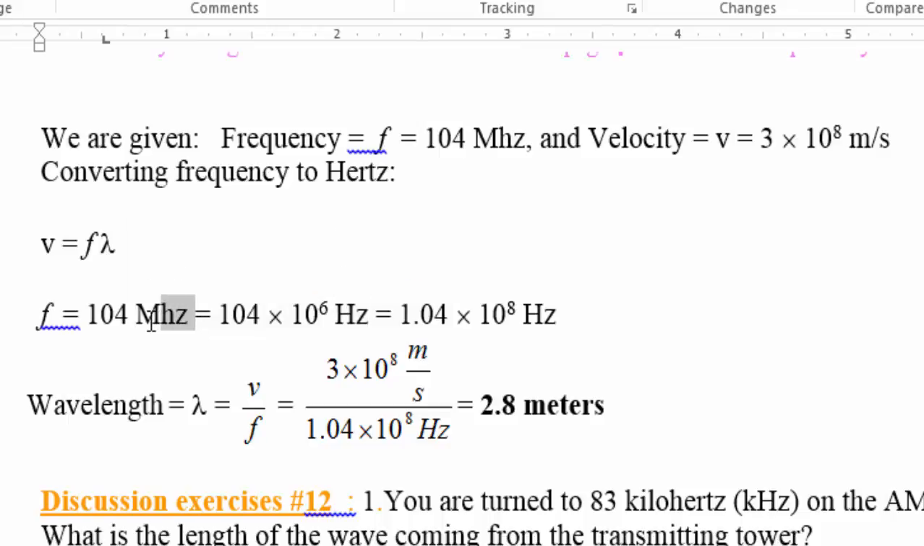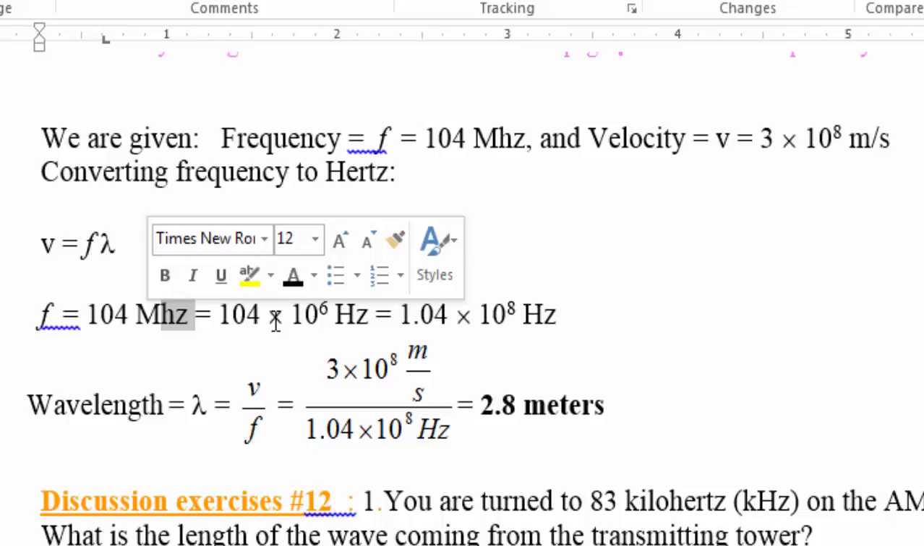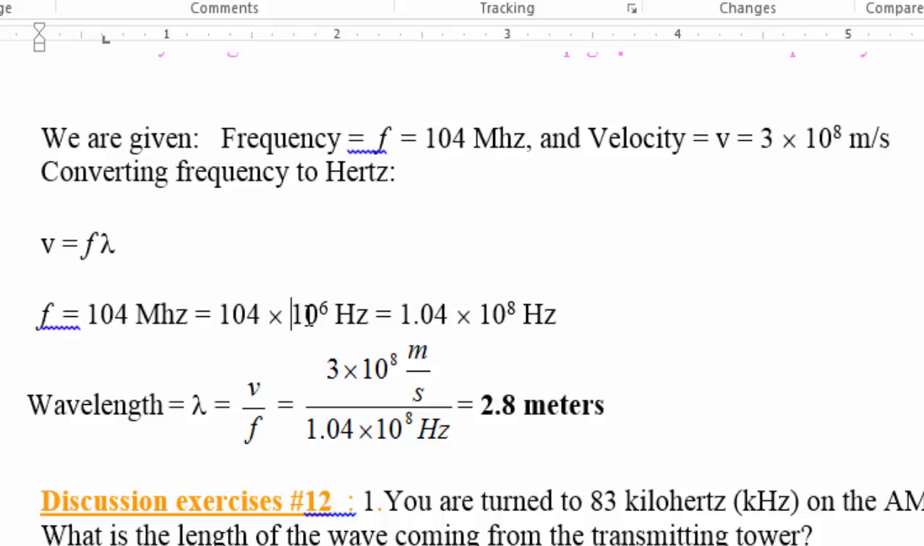Here we are given the frequency in megahertz. To convert it to hertz, we have to multiply by 1 million, because mega is 1 million, which is 10 to the power 6. This of course will give you 104 million hertz. And if you want to write it in scientific notation, we have to have one non-zero digit to the left of the decimal point. So if you move the decimal point 2 places to the left, you have to add 2 to the 6, and this will give you 1.04 times 10 to the power 8 hertz.